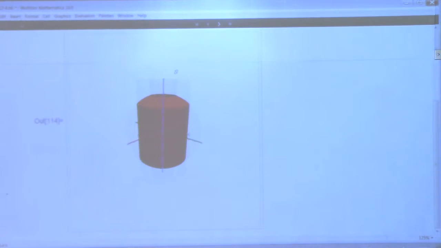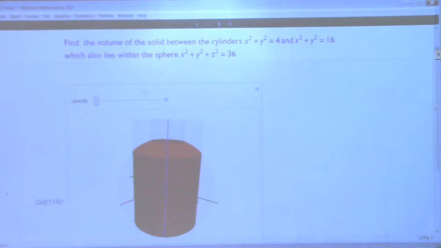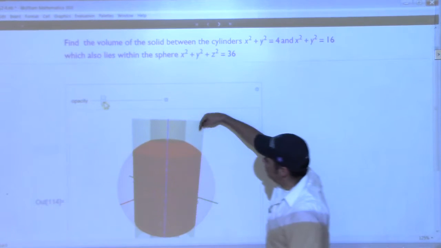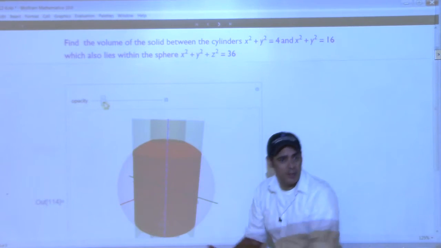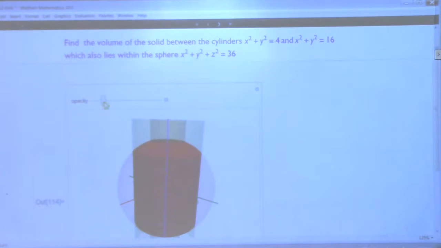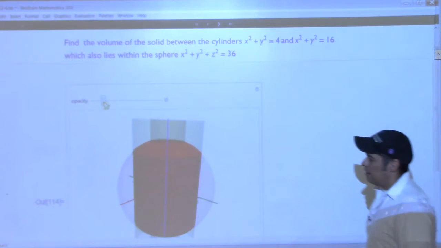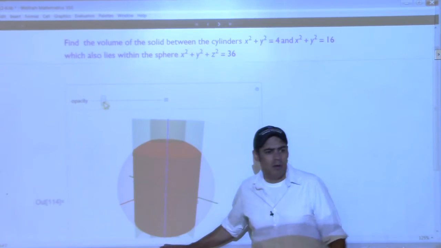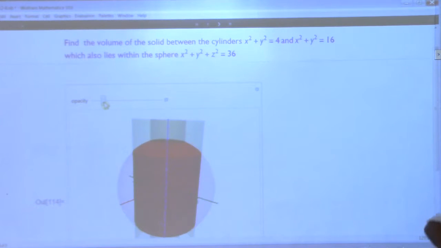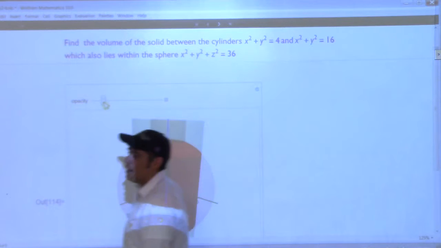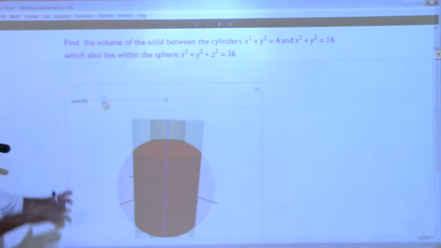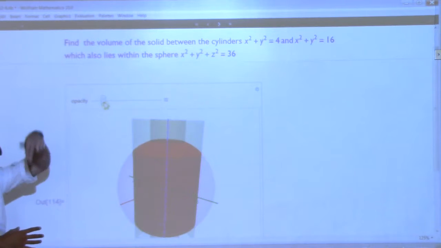Y'all see it? That is the region between 2 cylinders, but also within some sphere. Now this is a little weird because this picture is both above and below the XY plane. So when we talk about a shadow, you kind of have to imagine that maybe you lift this thing up and off the plane so you can still see what the shadow is on the ground.